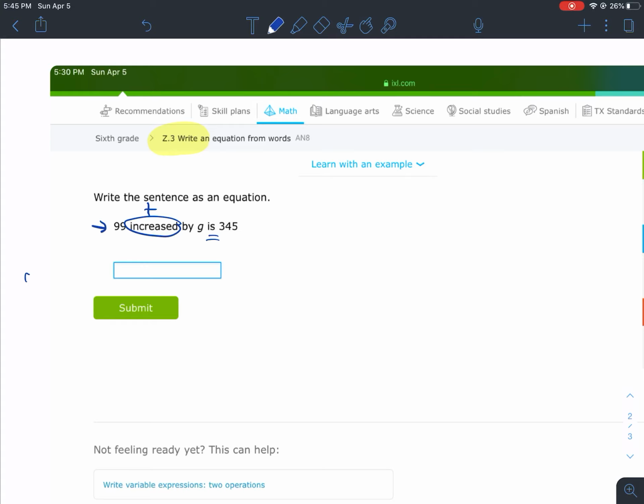Well, what does the word is mean? If I'm saying this is what it is, then that means it's equal to that. So in here, I would type out 99 plus G is or equals 345. And I would press submit. But this is a screenshot, so I can't submit it. So 99 plus G is 345. And that's how I would answer this one.